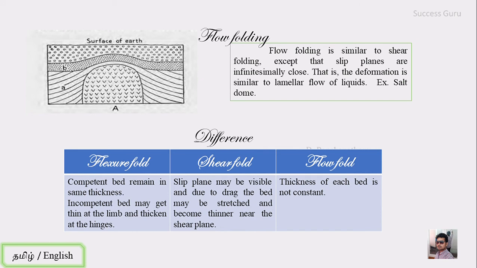Okay, so these are the main three categories of mechanisms of folding. That is what we had seen. The first one is the flexure fold, where layer parallel compression is taking place, and according to the rock's competency, the rock will behave. In shear fold, you may see that the force is acting perpendicular to the layer, and there is a displacement, that is, minute fractures are there. And in the third stage, the rock behaves like flowing, so that is called flow folding.